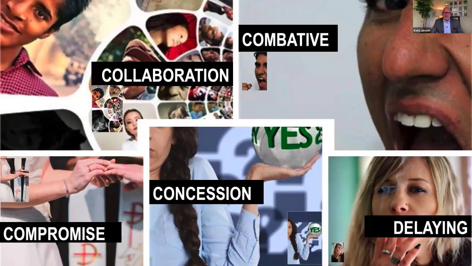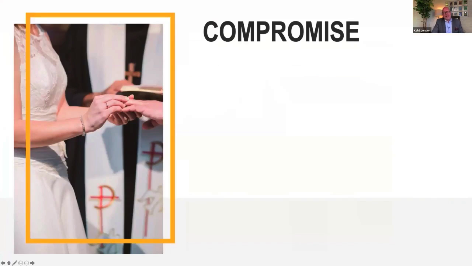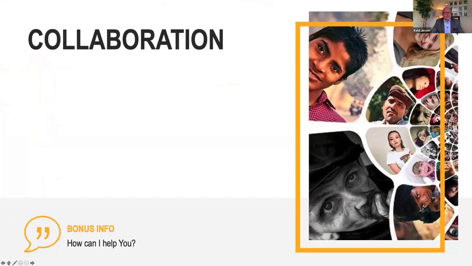Let's jump in and look at compromise. And compromise is something that some people find is a necessary part of negotiation. Let's look at collaboration, the final one of the 5 different styles we're talking about.